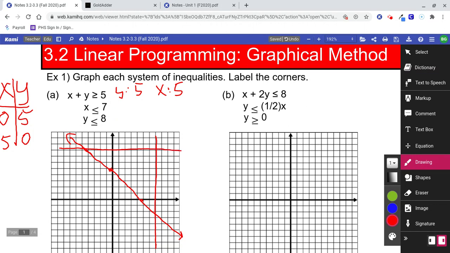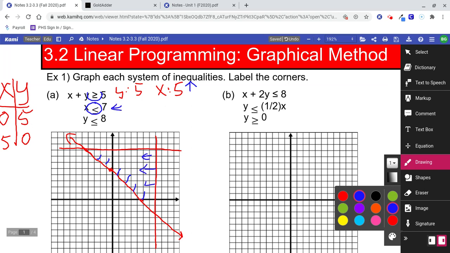Okay. Now we need to think about the shading. Typically what happens is when you see y greater than, that means to shade up. So we would be shading up from the diagonal line. When you see x is less than, like right here, that would be to shade left. So we would be going left from the vertical line. And y is less than tells me to shade down. So I'm down from the horizontal line. So you can see in this case, they're trying to get me to shade inside that triangle. So color that in, do a nice job, make it look nice.